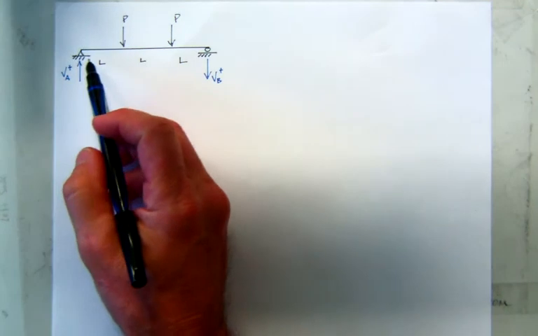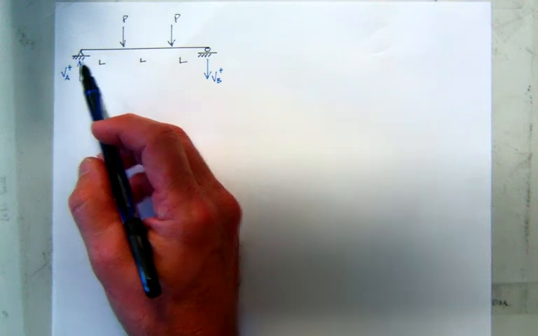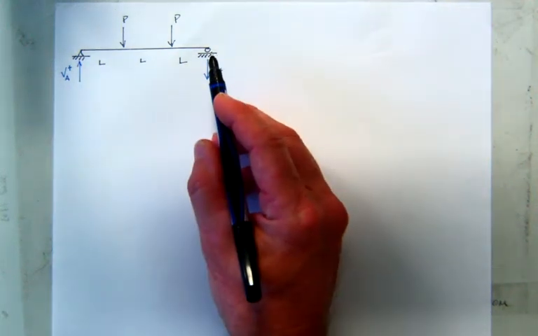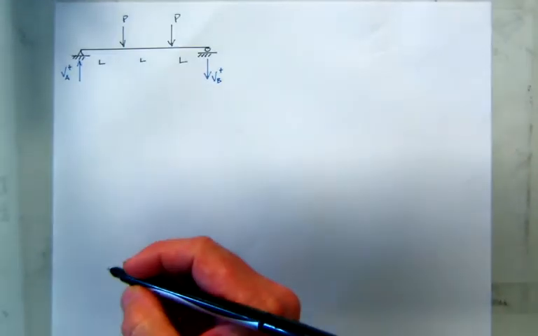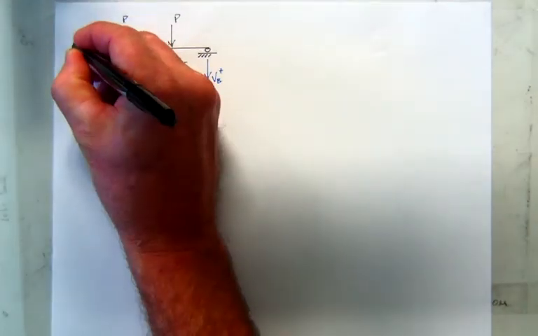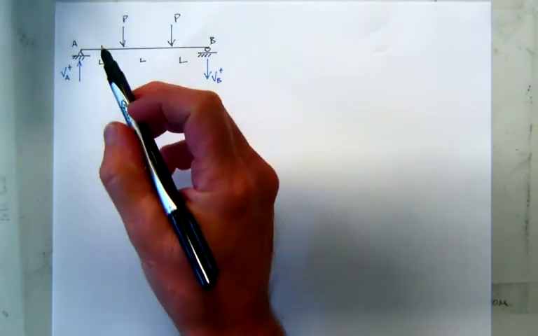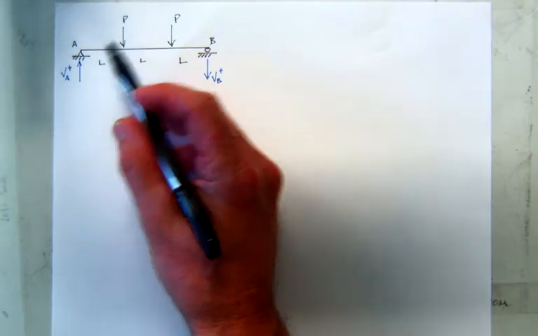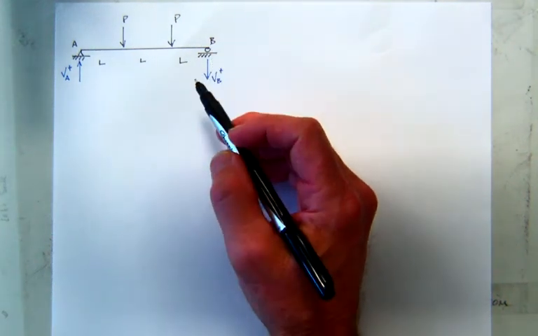Do I have a moment at A? Yes, but we know what it is. It's 0, because it's at a pin. And at this roller at B, what is it? Also 0. So before I even get started, I know that when I draw my moment diagram, I need to start with a moment of 0, whatever shape it takes, and I need to land with a moment of 0. So I know my starting points.